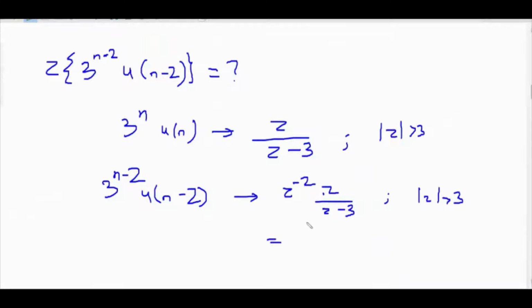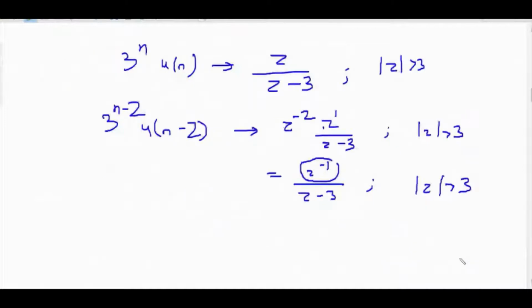That is z raised to minus 2 into z. The power is minus 2 plus 1, which is minus 1. So the overall answer is z raised to minus 1 divided by z minus 3, and the ROC is magnitude z greater than 3. Now one more example.